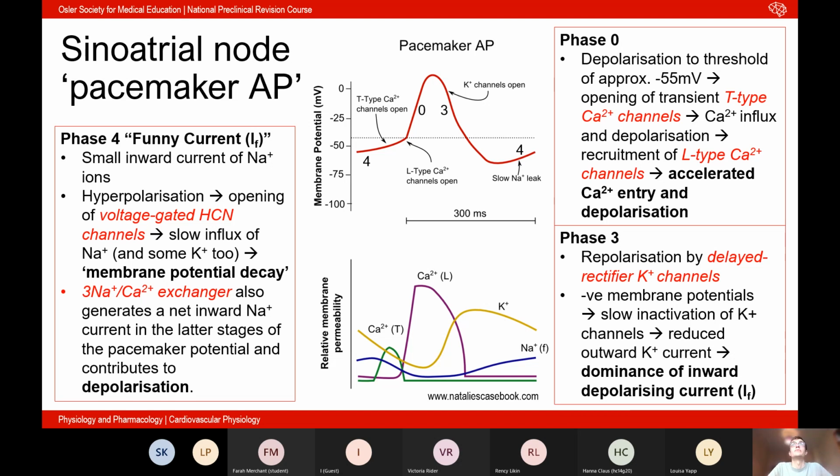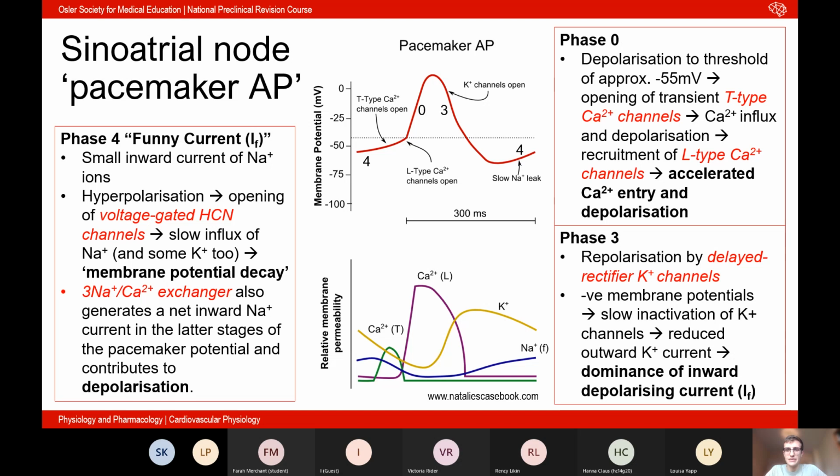This means that independent of any sort of input, the nodal cells trudge towards their threshold potential. They do it all by themselves. They're very clever. And so they inevitably reach their threshold potential of around -55 millivolts, which causes the opening of calcium channels. And that's an important differential, actually. The action potential of sinoatrial node cells is more dependent on calcium than sodium. The main rising phase and decay, that is. So we get two calcium channels involved.